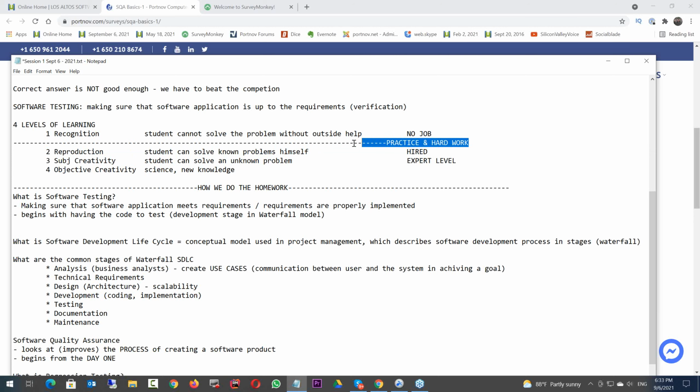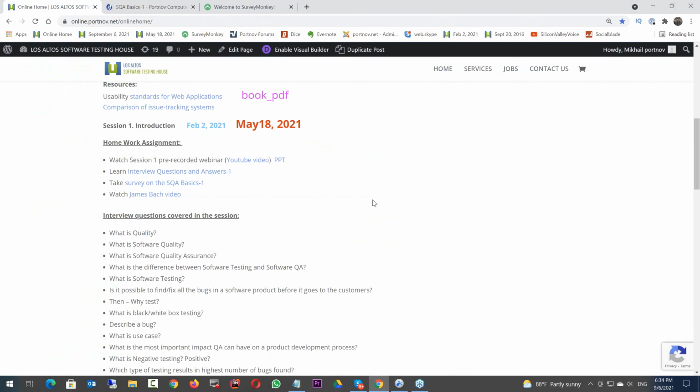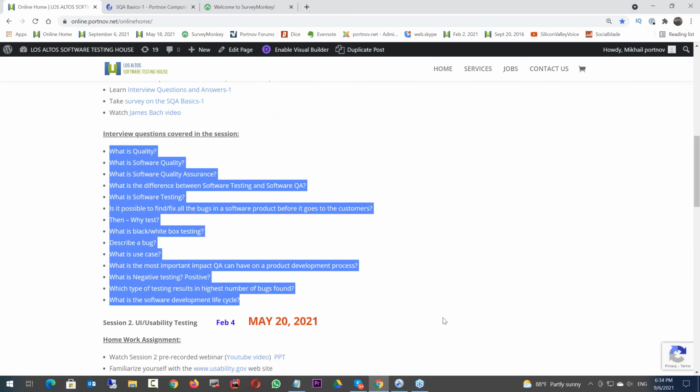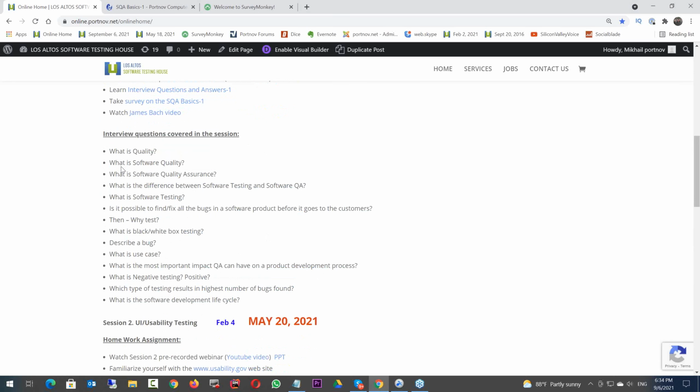And in between recognition and reproduction, there is just practice and hard work. It's all about doing the right things, not ignoring them, not sabotaging them, not postponing them, just doing the right things. Specifically, when we apply it to your homework, it means before you take the survey, you make sure you can answer those questions. That is the list of questions, by the way. All those questions which are answered, they are here. And we will go over those questions.